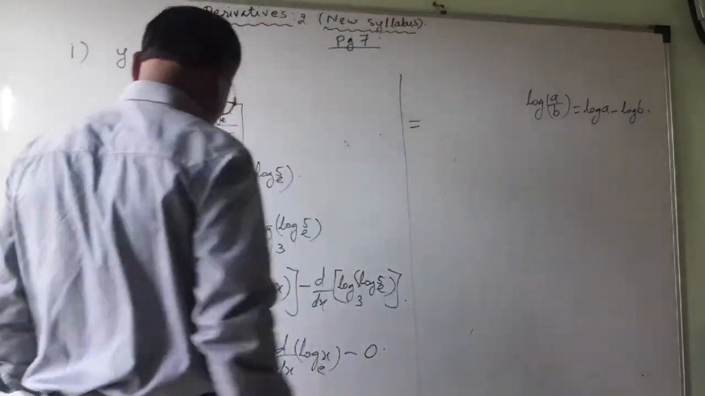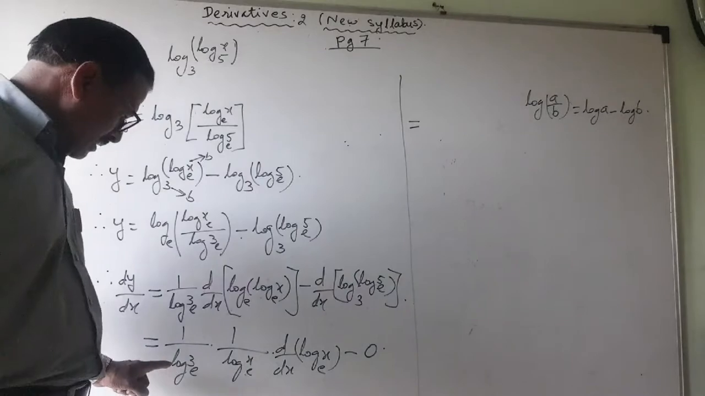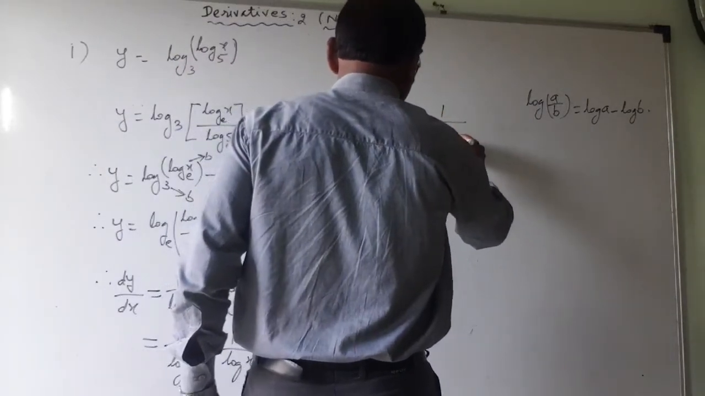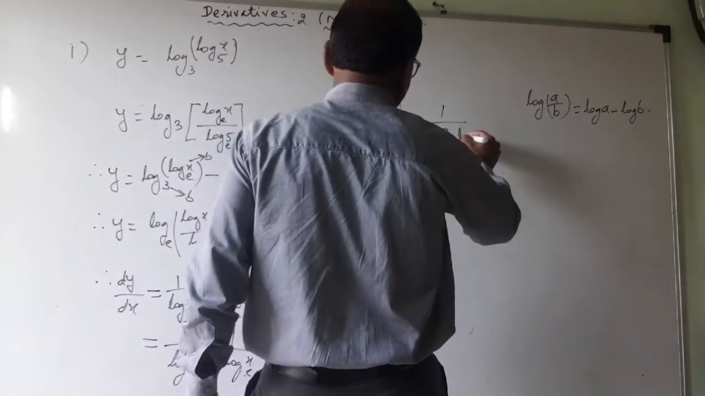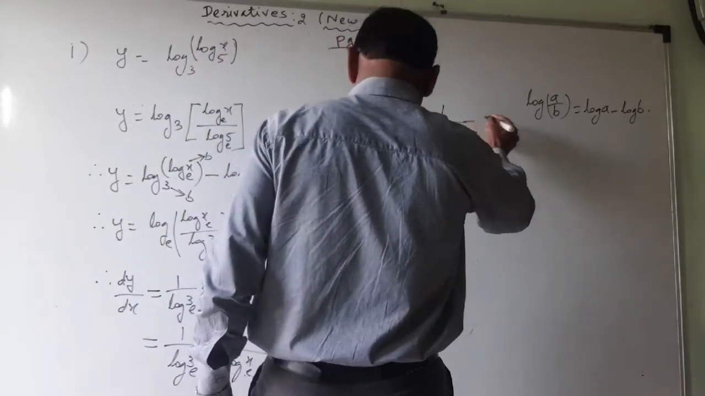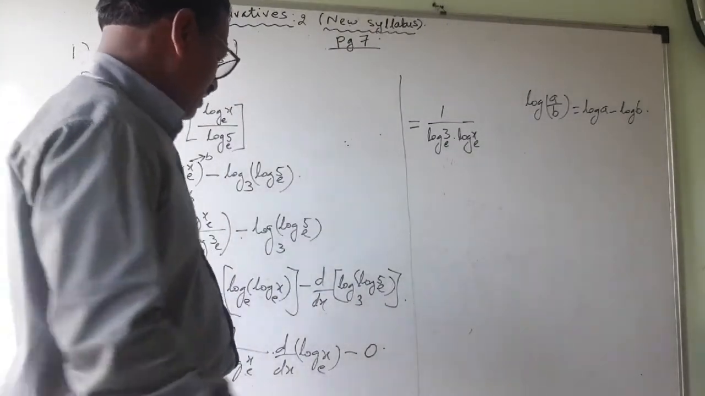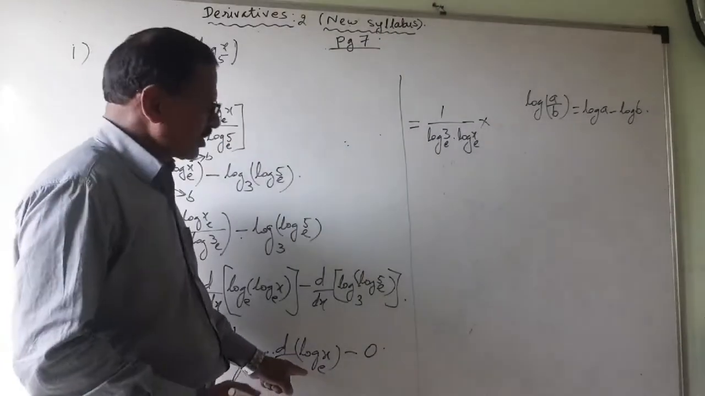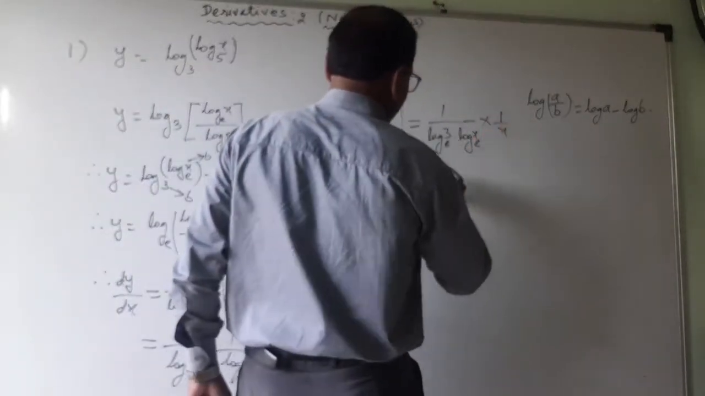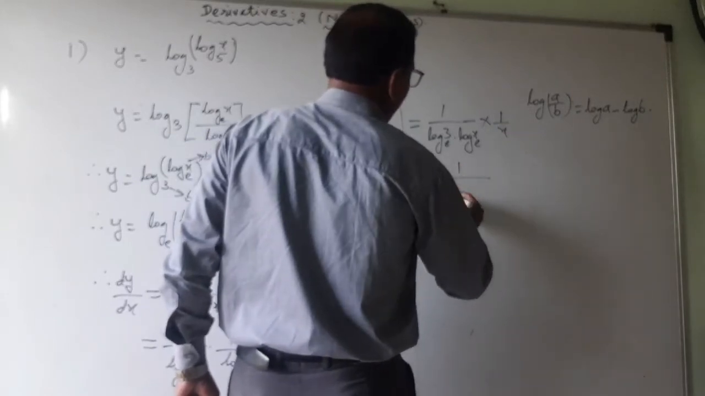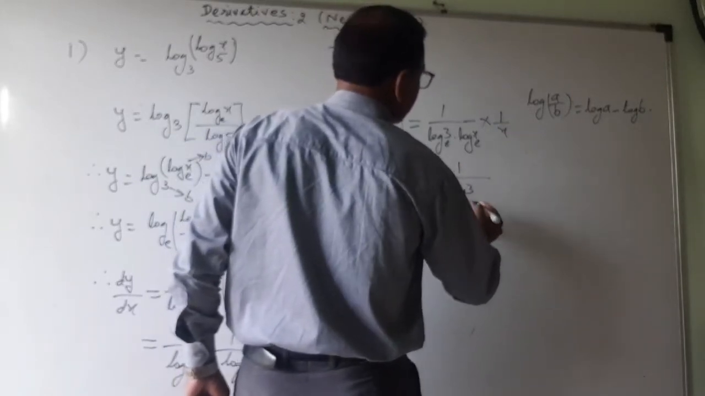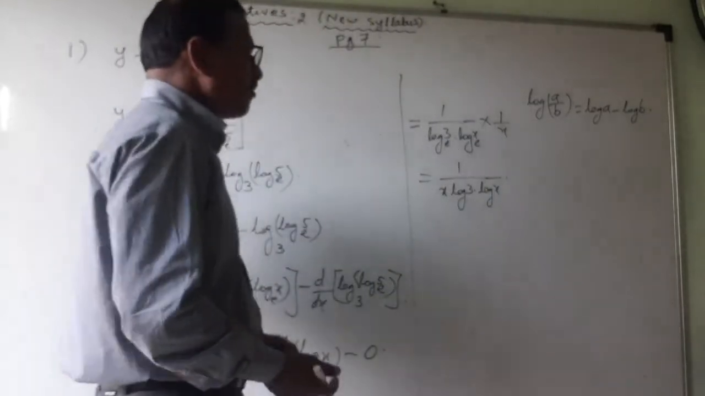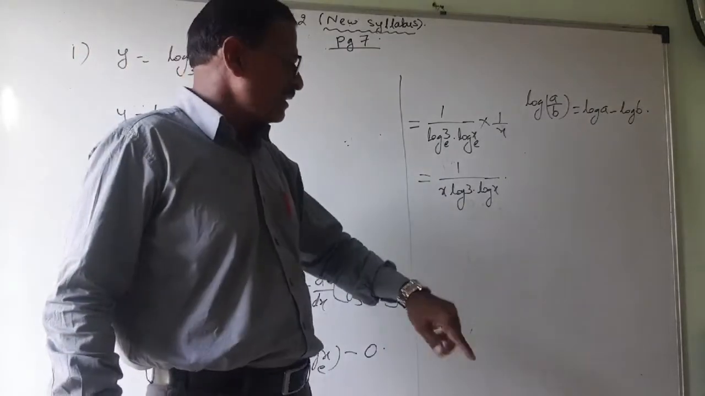That is equal to 1 upon log of 3 to the base e into log of x to the base e. In the textbook the answer they have not mentioned this base. Into the derivative of log x, which is 1 upon x, and the overall answer will be 1 upon x log of 3 into log of x. So our answer has matched that answer.